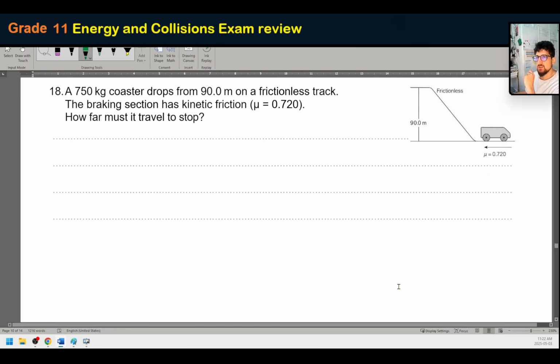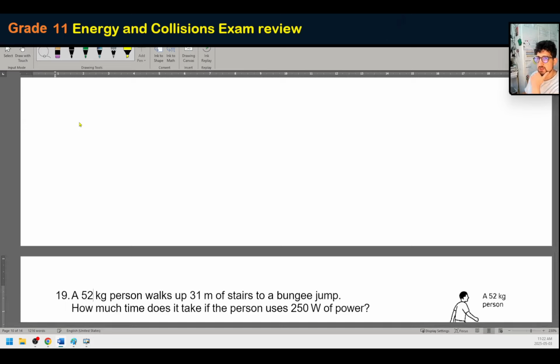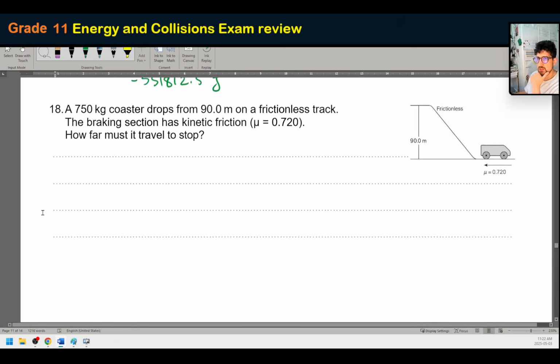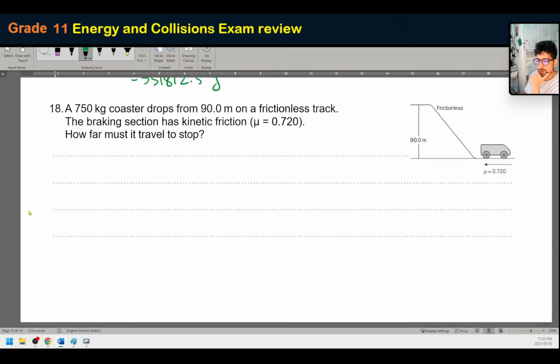A 750 kilogram coaster drops from 90 meters on a frictionless track. The braking section has a kinetic friction of this much. How far must it travel to stop? Interesting. So for this kind of problem, we need to go back to work. Okay, so we've got friction work. The friction work is going to equal the initial energy.